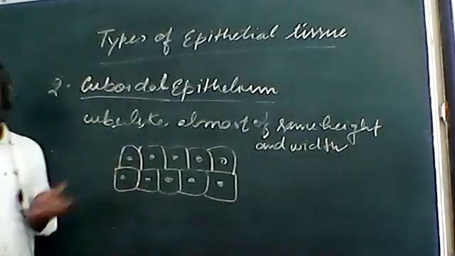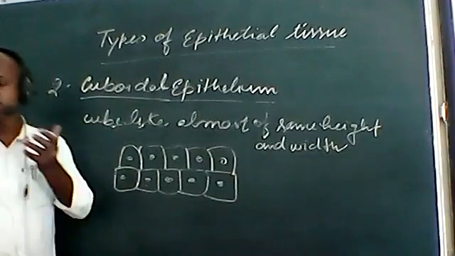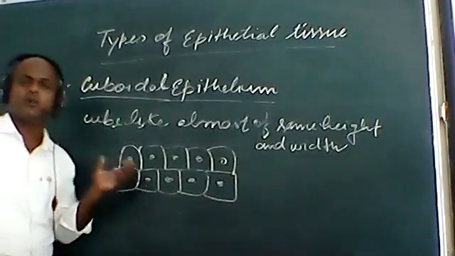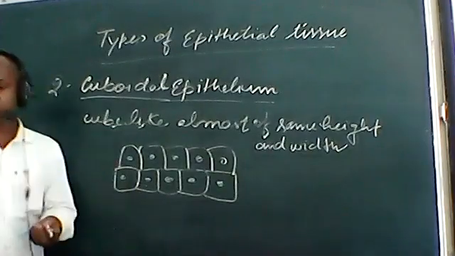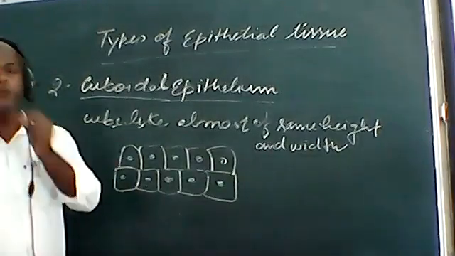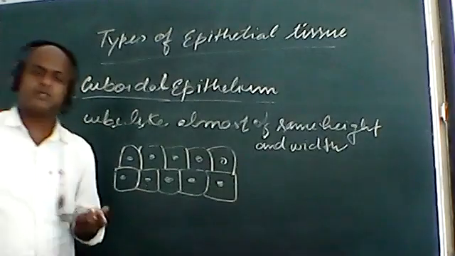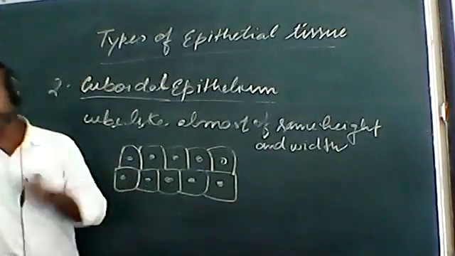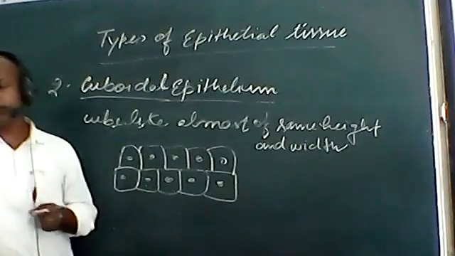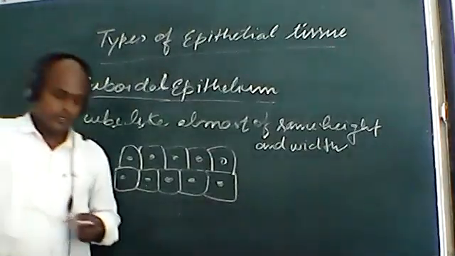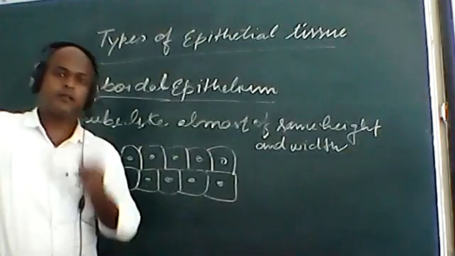And this cuboidal epithelium is present. Now we should study about the location. This cuboidal epithelium is present in the tubules of the kidney, or we can say the kidney tubules, in the salivary gland, or in the ciliary body. Mostly it is also present in the choroid region of the eye.